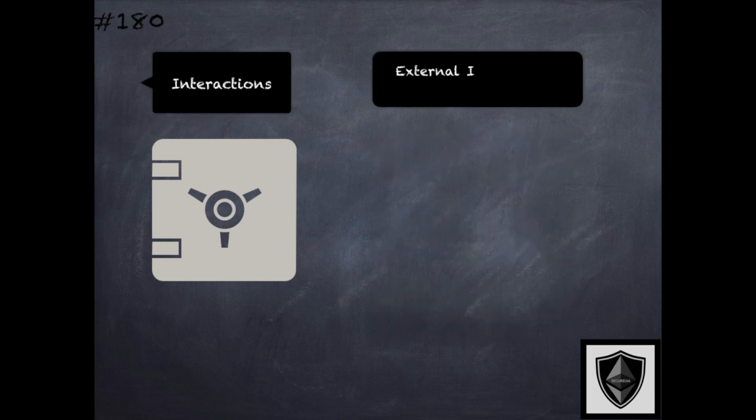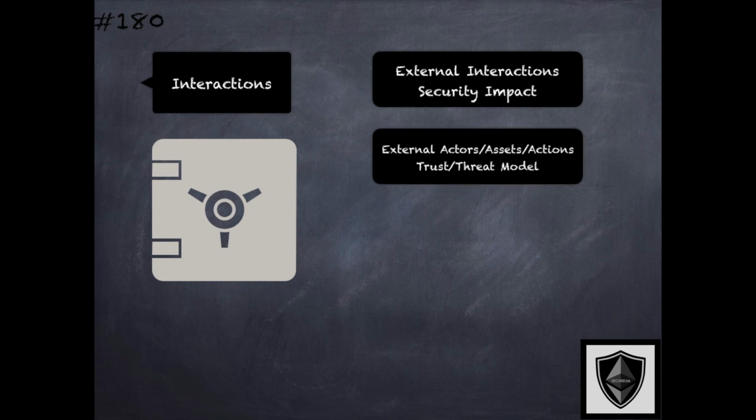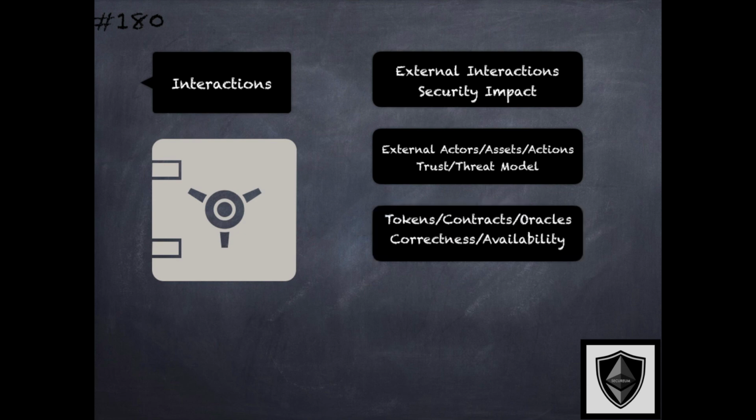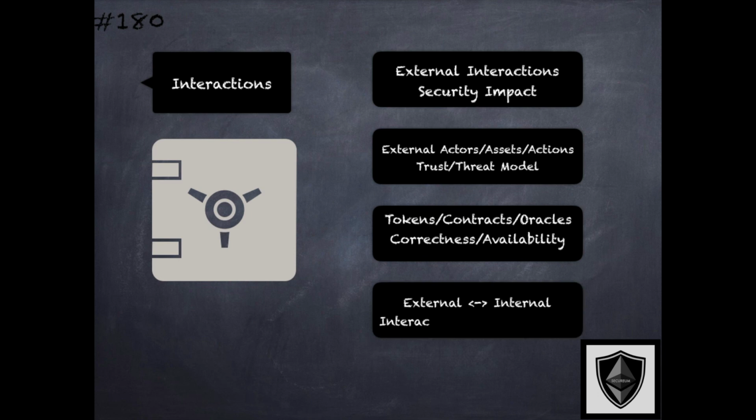External interactions can have a security impact. Such interactions could be with assets, actors, or actions that are outside the adopted trust and threat models and hence external. Interacting with such external components, for example, tokens, contracts, or oracles, forces the system to trust or make assumptions about their correctness or availability, which requires validation of their existence before interacting with them and any outputs from such interactions. Therefore, such external interactions can have security implications and need to be considered carefully. Increasing dependencies and composability make this a significant challenge.